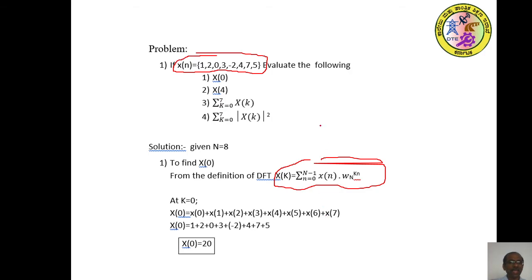Very easy. Add the numbers in the problem: 1 plus 2 plus 0 plus 3 plus minus 2 plus 4 plus 7 plus 5 to get an answer of 20. The meaning of this is, if you add all the samples in the question, you get X of 0. X of 0 means frequency 0, which is the DC content.